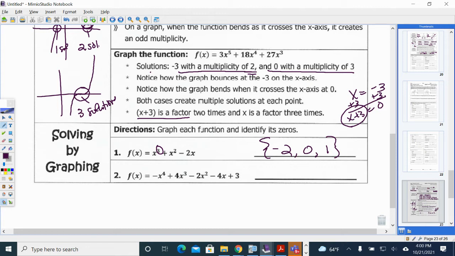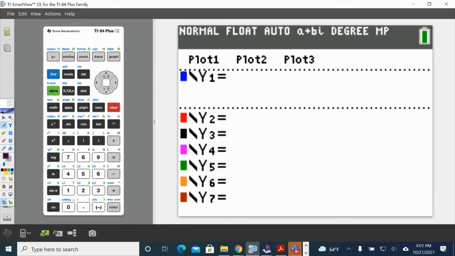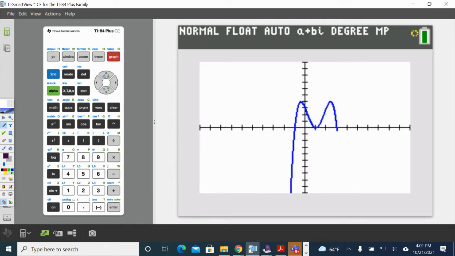In example number 2, it says f of x is equal to -x to the 4th plus 4x cubed minus 2x squared minus 4x plus 3. Again, the degree on this one is a 4. We have a quartic polynomial, so I'm looking for 4 solutions. I'm going to go to y equal, solving by graphing, plug in your equation. -x to the 4th power plus 4x cubed minus 2x squared minus 4x plus 3. Again, we're looking for 4 solutions.